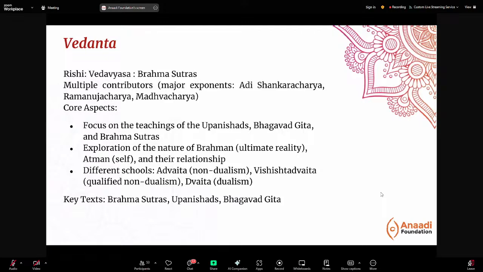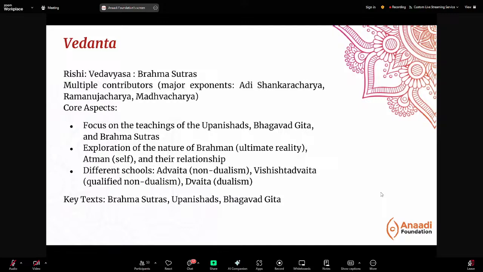And it focuses on the teachings of the Upanishads, Bhagavad Gita, and Brahma Sutras. It also explores the idea of the Atman, the Brahman, and the relationship between the Jivatma and Paramatma. So you have the Upanishads, the Bhagavad Gita, and the Brahma Sutra. These three texts put together are called the Prasthana Trayi. These are the main texts.